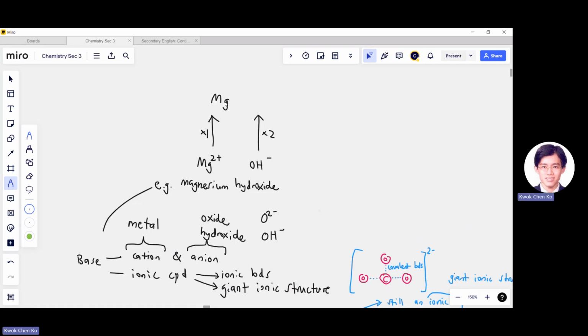The metal comes first, so make sure you write the metal first. But I want all of you to pay attention. OH you need to times 2. How do I write it then? I have to include a bracket. Don't forget the bracket. And 2 is the subscript. Okay, so that is your formula.